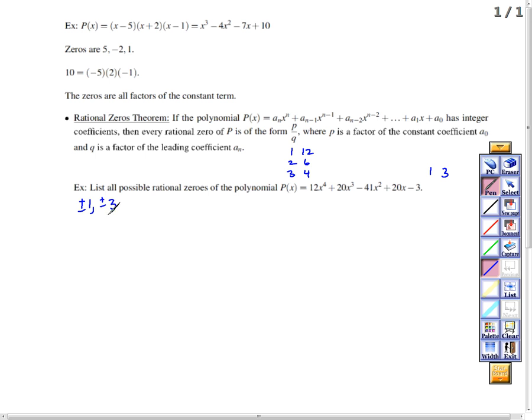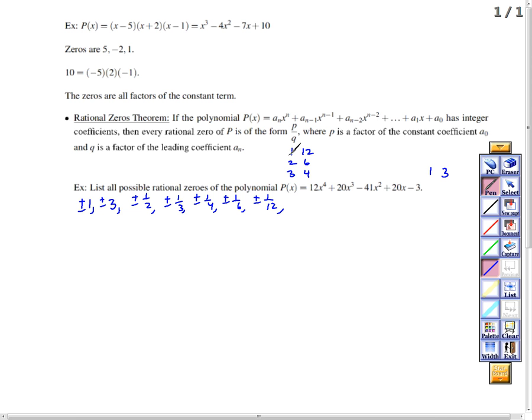So then we're going to take these and divide by each of these. So we're going to have plus or minus 1 divided by every number here. So that's plus or minus 1/2, plus or minus 1/3, plus or minus 1/4, plus or minus 1/6, plus or minus 1/12. Okay, that's taking that 1 and dividing by all of these. Now we're going to take the 3 and divide by all of these.